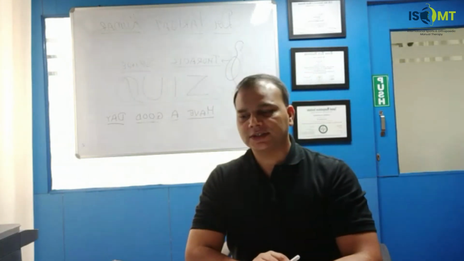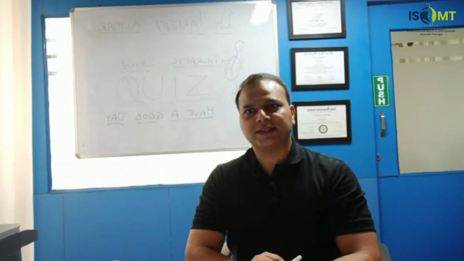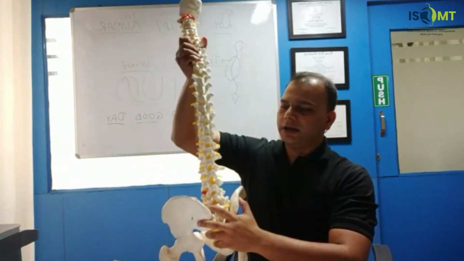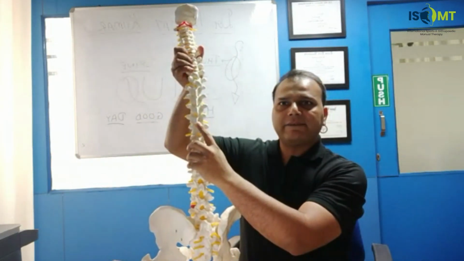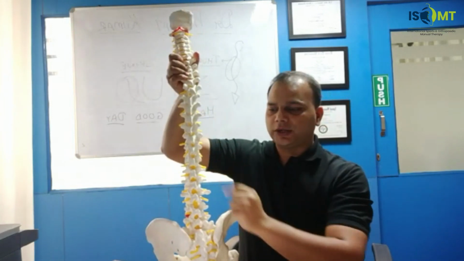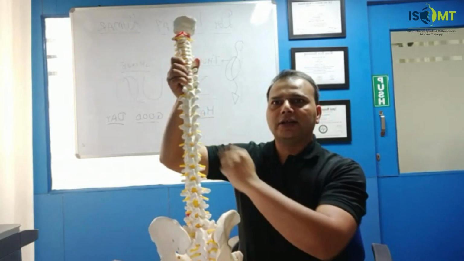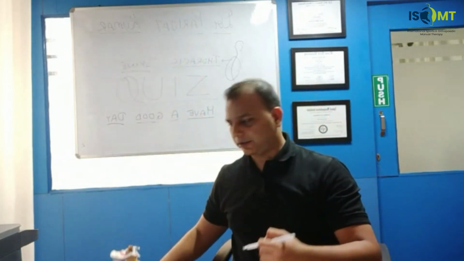The first question was, where does the apex of the thoracic spine lie? The apex of the thoracic spine, we have a spine over here, is actually at T7 and T8. So the correct answer was the fourth option. T7 and T8 is the apex of the thoracic spine.